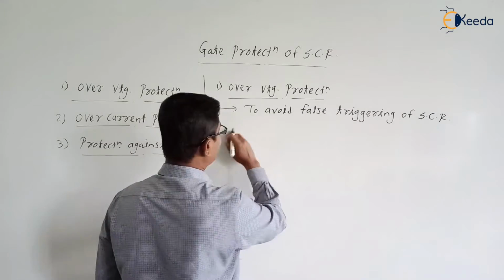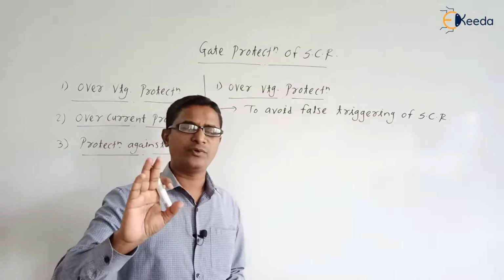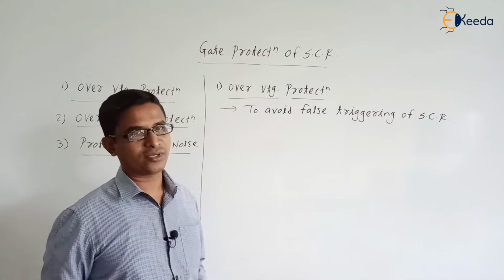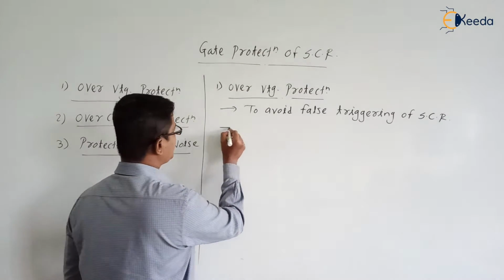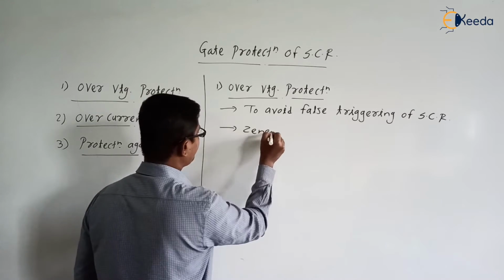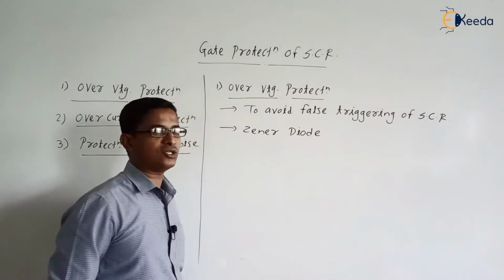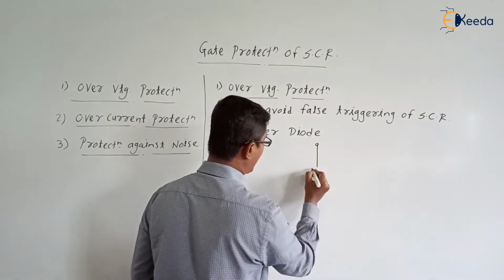So how do we protect the SCR against overvoltage? Here we need not connect a varistor. We can connect a Zener diode across the gate cathode terminals of the SCR. Only the connection of the Zener diode is sufficient to protect the SCR against overvoltage. But how do we need to connect the Zener diode?